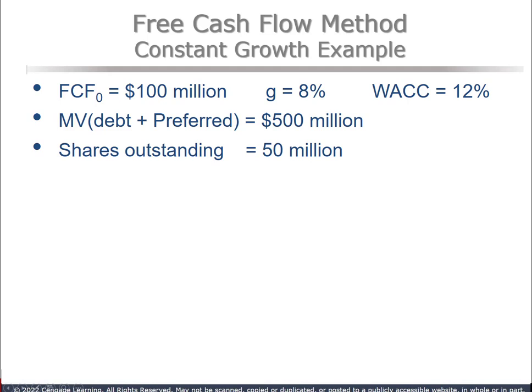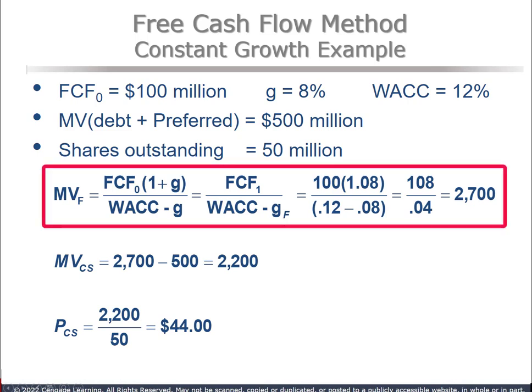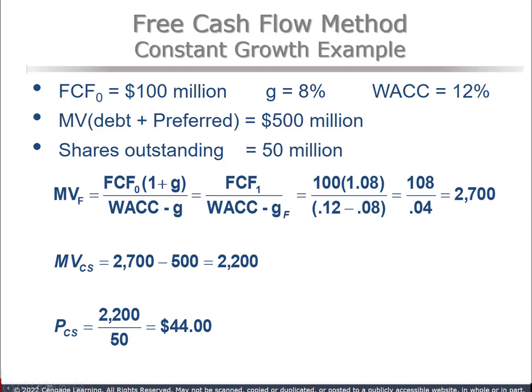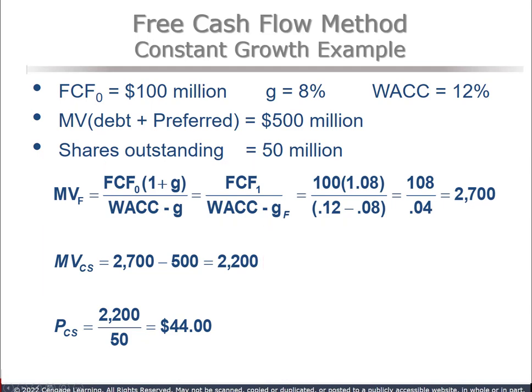Free cash flow for the past year, FCF sub 0, $100 million. Pay attention here, free cash flow 0 or free cash flow 1. Same caveat as with D0, D1. Constant growth rate, 8%. Cost of capital, 12%. Market value of the firm's debt and preferred, $500 million. The firm has 50 million shares outstanding. Using the free cash flow growth formula, we find the value of the firm to be $2,700 million. Subtracting debt and preferred, the value of common equity, $2,200 million. Divide by the number of common shares, and we get a share price of $44.